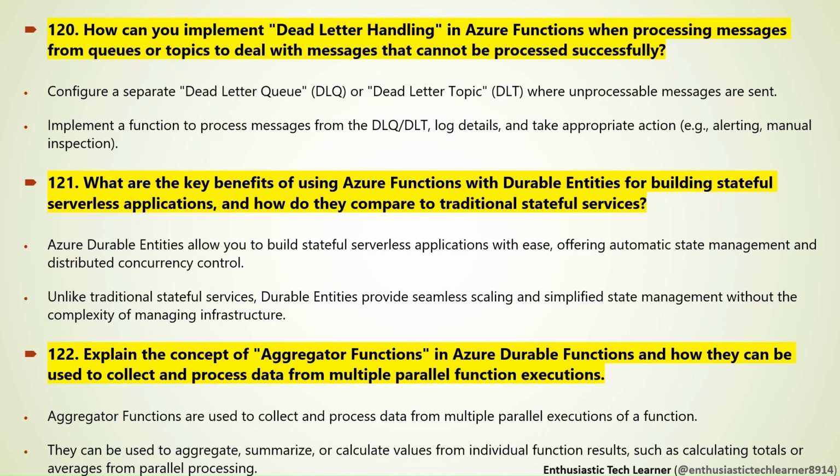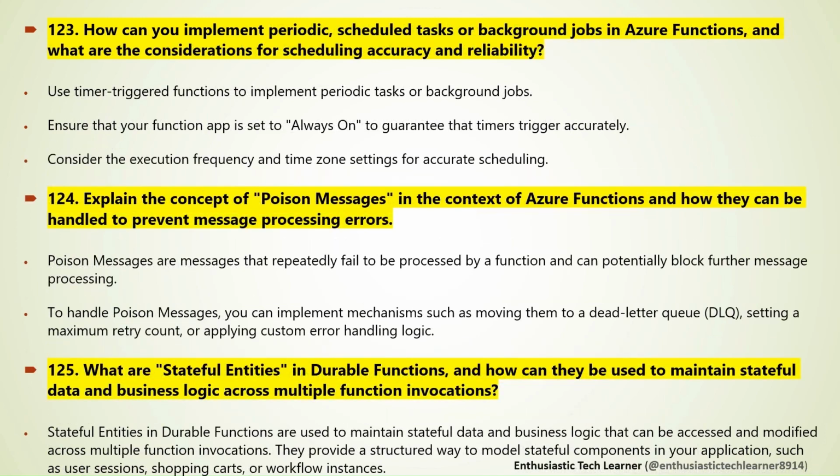from parallel processing. How can you implement periodic, scheduled tasks or background jobs in Azure Functions, and what are the considerations for scheduling accuracy and reliability? Use timer-triggered functions to implement periodic tasks or background jobs. Ensure that your function app is set to always on to guarantee that timers trigger accurately. Consider the execution frequency and time zone settings for accurate scheduling.